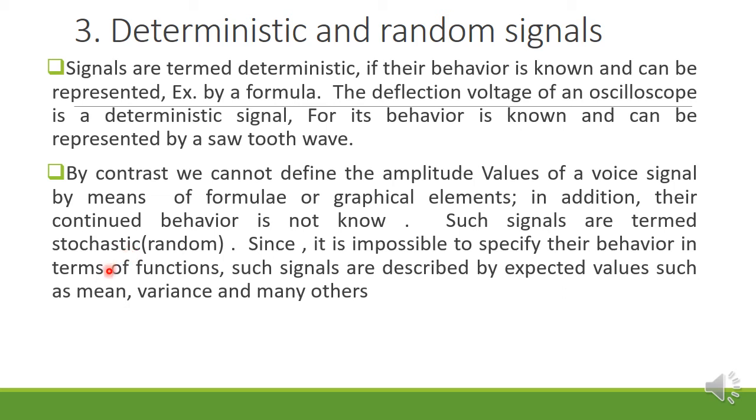Understood? I already told you, it is the opposite of deterministic. Whenever anybody is speaking, we can't measure the amplitude of that voltage. There is no formula for that, so that type of signal is called a random signal. Since it is impossible to specify their behavior in terms of functions, such signals are described by expected values such as mean, variance and many others.